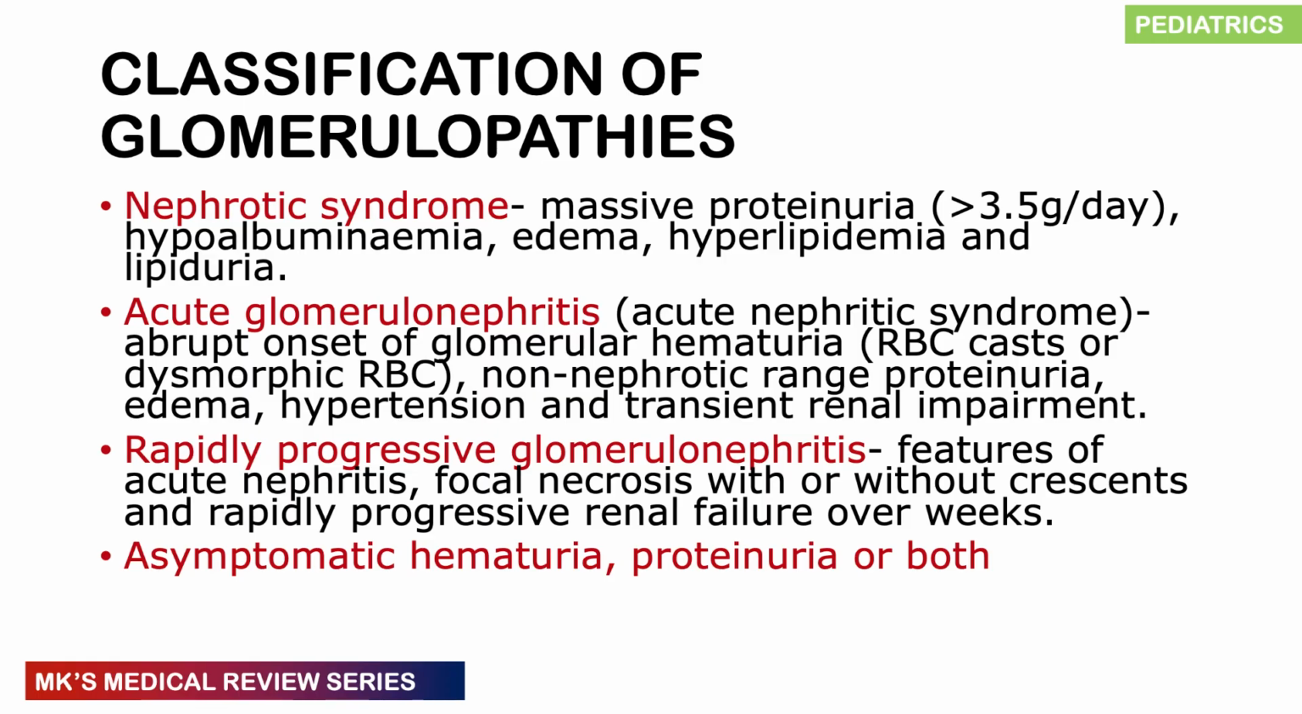Now, how do we classify these glomerulopathies? You have four main groups, if you can think of it like this. So you have the nephrotic syndrome, which is what we'll talk about here. They have massive proteinuria.